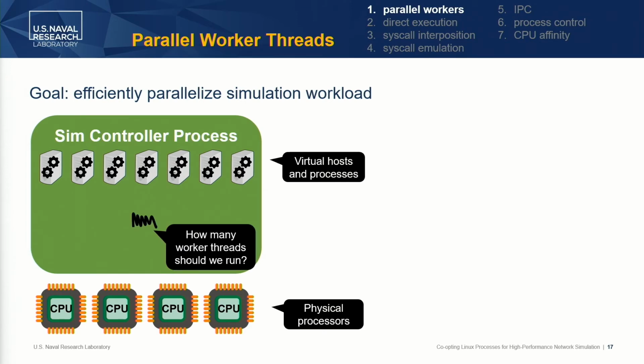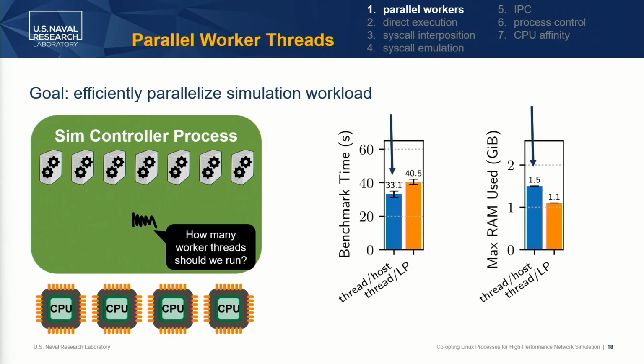So the question is, how many worker threads should we run inside of the simulator controller process to effectively parallelize this workload? We tried some different approaches, one where we run 1 thread per virtual host, so that would be 7 in this example, or 1 thread per CPU, which would be 4 in this example. These 2 graphs show that the 1 per host approach on the left was faster than the other approach, and on the right, also that it used more memory, which makes sense because this effectively means we're running more threads in Linux, and that has some amount of overhead, and so it uses more memory.